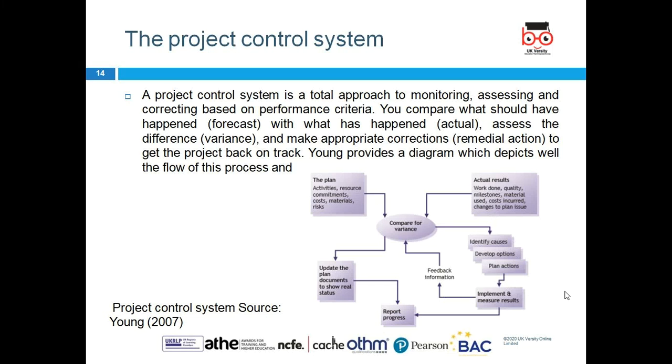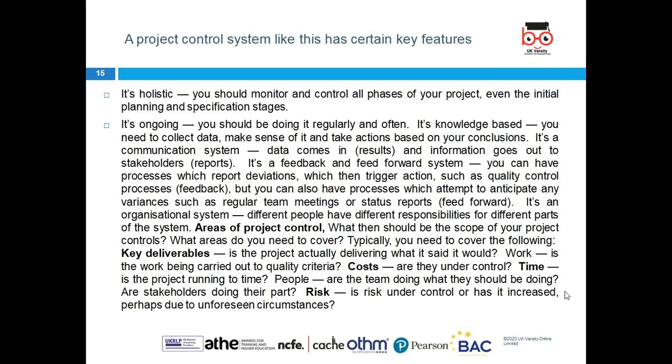Any question? No. Okay. Next, project control has certain features. We need a holistic approach. We should monitor and control every phase of the project, even the initial planning or the specification stage. Ongoing, yes, ongoing we need to monitor and control. We need to identify the stakeholders. We need to give feedback and feed forward. You give the feedback on what you've done and you use that feedback for forward planning. Does it make sense?